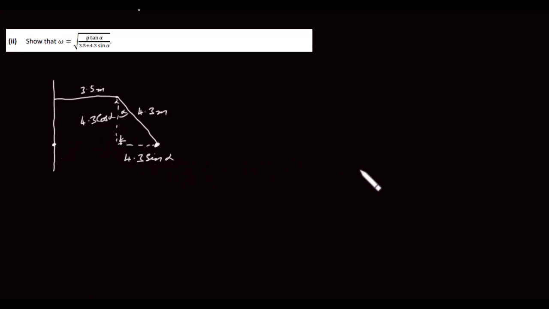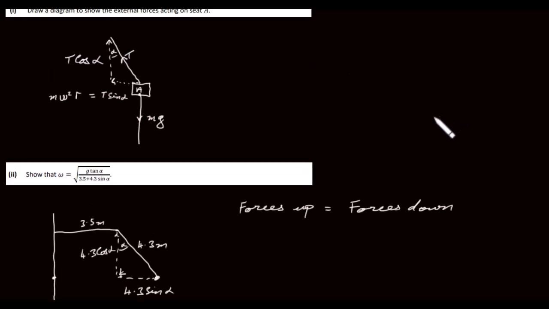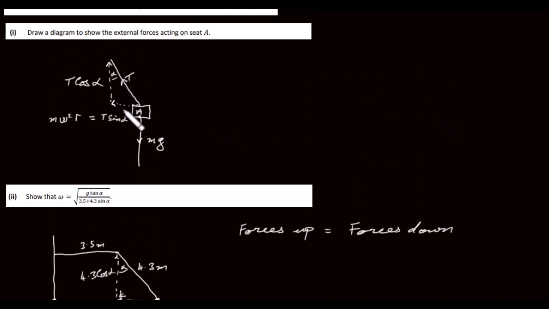We can see, if we look at the forces up, they're going to be equal to the forces down. So what are the forces up then? Well, if we go back here, we can see that we've got this resolved force here, T cos alpha, acting upwards. That must be equal to mg.